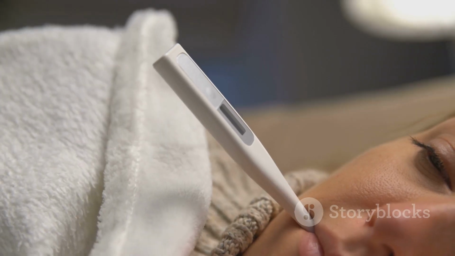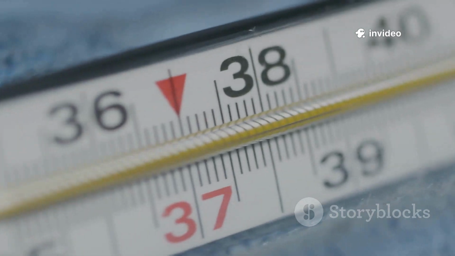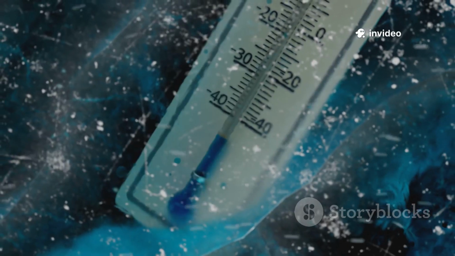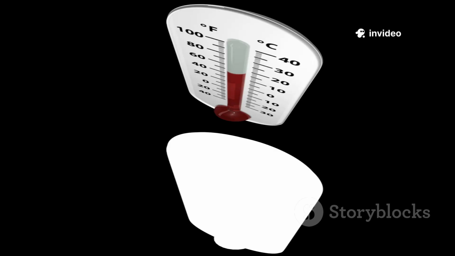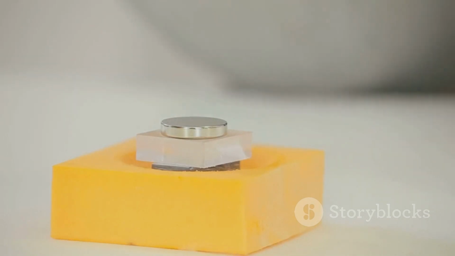When you put it under your tongue, your body heats up the mercury inside. The mercury expands continuously with the temperature and moves up the glass tube. The numbers on the side show you your temperature. No buttons, no screens, just pure physics in action.